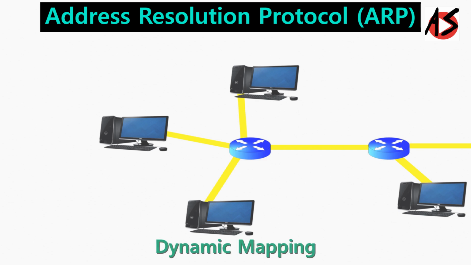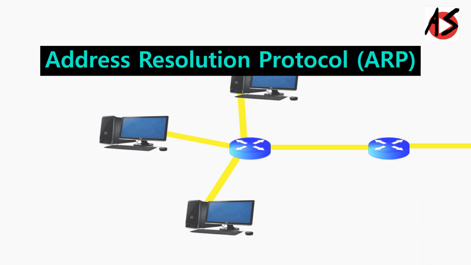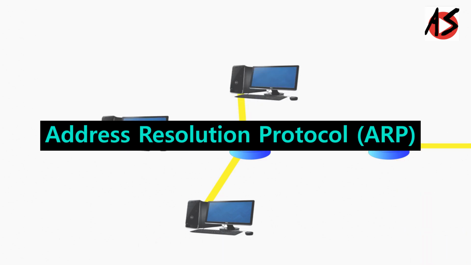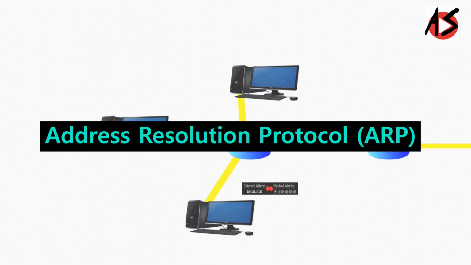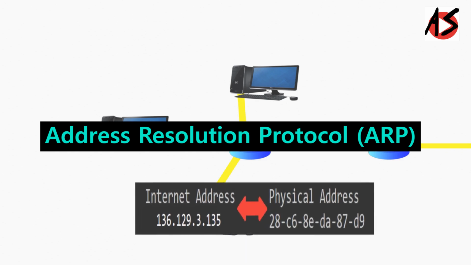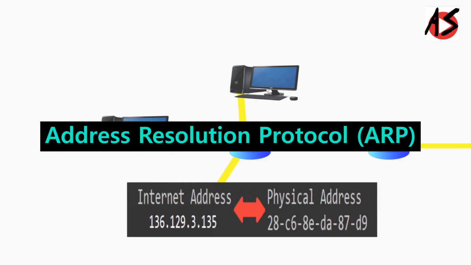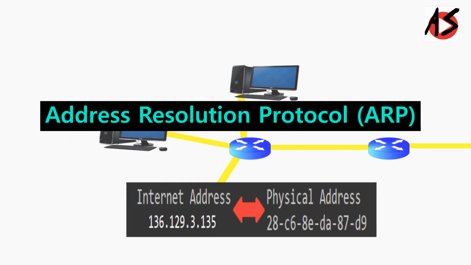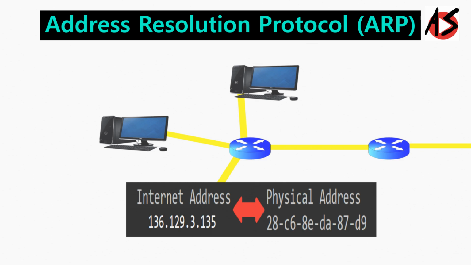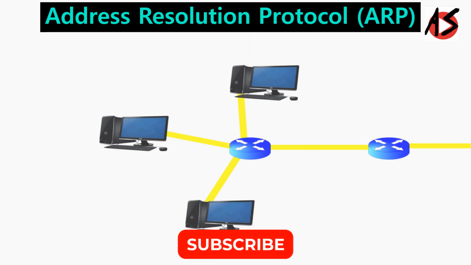In dynamic mapping, each time a machine knows the logical address of another machine, it can use a protocol to find the physical address. We use a protocol for dynamic mapping called Address Resolution Protocol, ARP. ARP maps a logical address to a physical address. Anytime a host or a router has an IP datagram to send to another host or router, it has the logical IP address of the receiver.